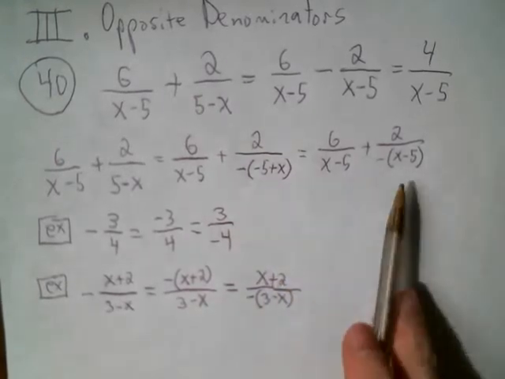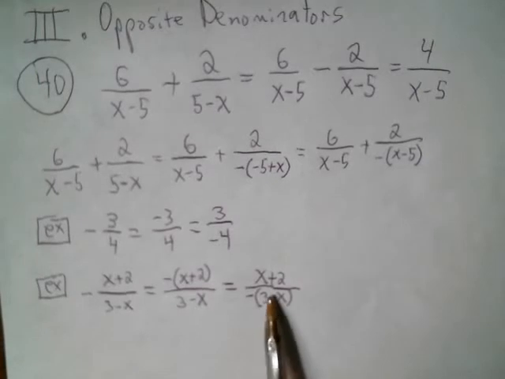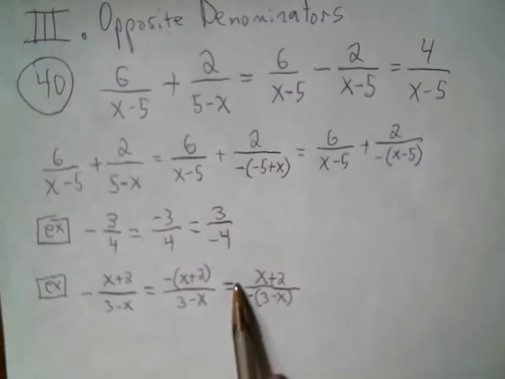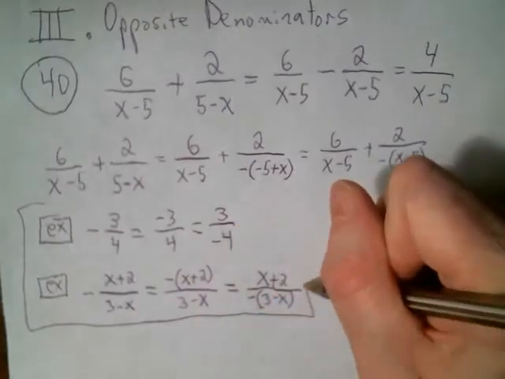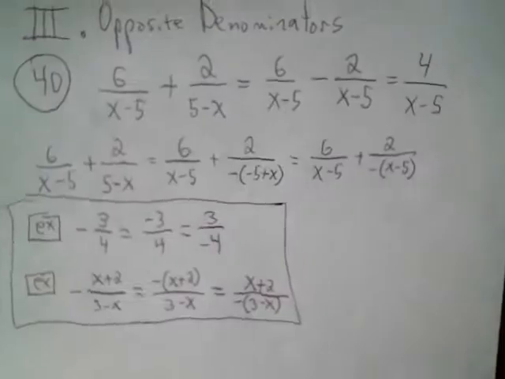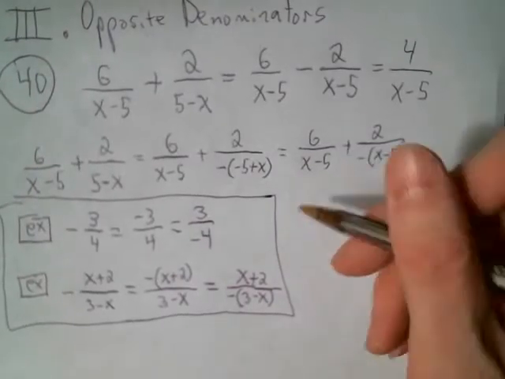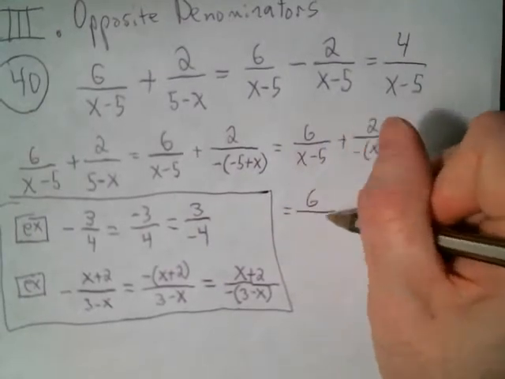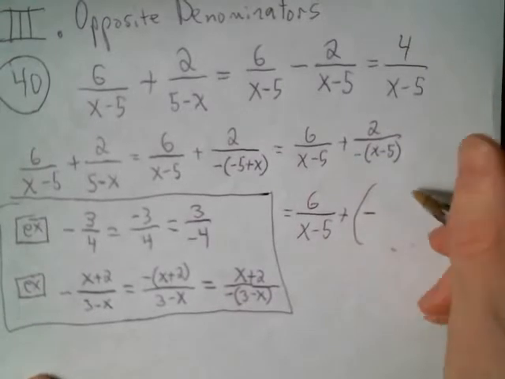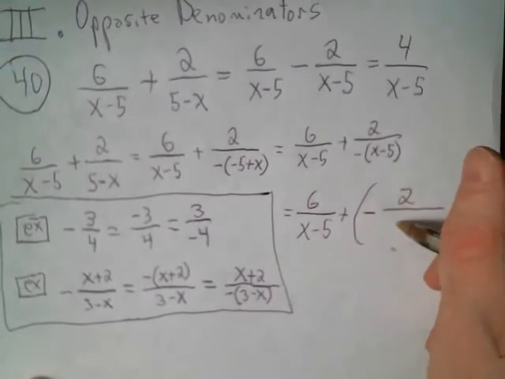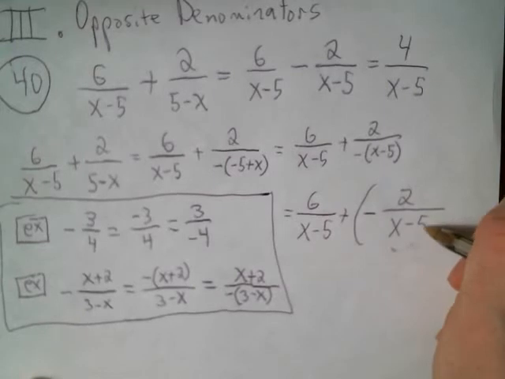And that's kind of what we have going on here. So we can pull that negative out in front, but we can also pull that negative in top. It's really up to you. So anyways, in this problem, we want to move it in front, and we'll have 6 all over x minus 5 plus this negative in front of the fraction, negative 2 all over x minus 5.